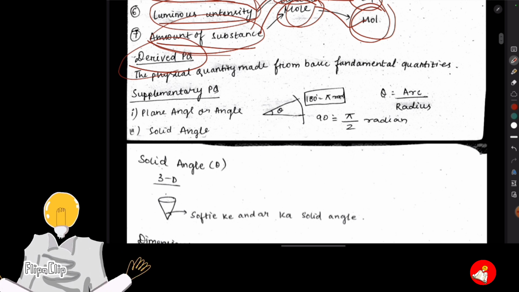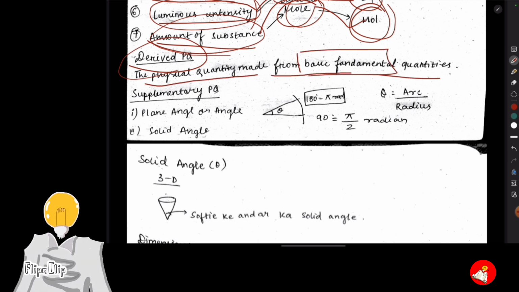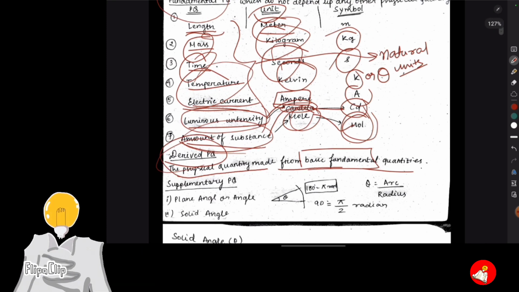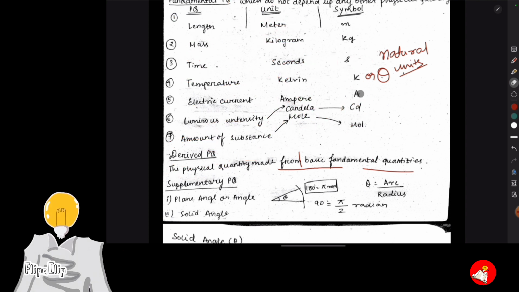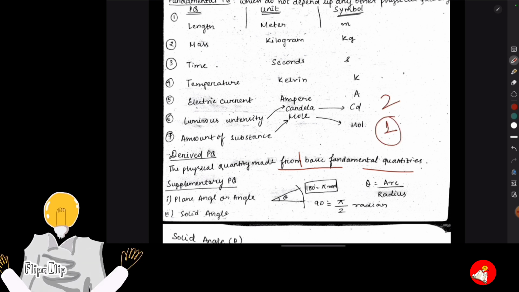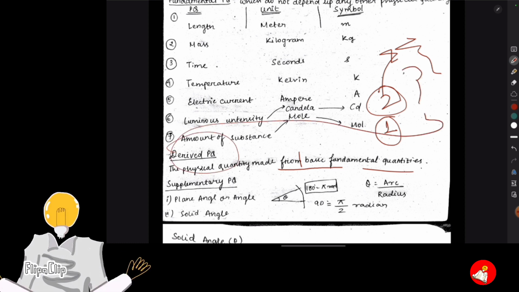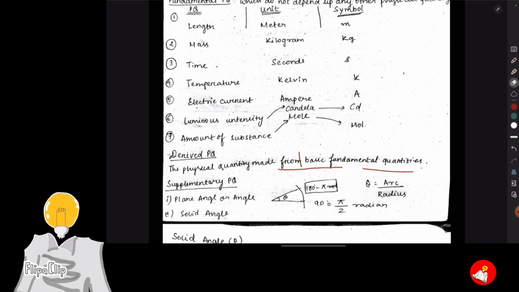Derived physical quantities. These are the physical quantities which are made from the basic fundamental quantities. So a derived physical quantity is made from the fundamental physical quantities. We have to use one physical quantity more than one time, or two or more physical quantities in a sequence in order to produce a derived physical quantity.